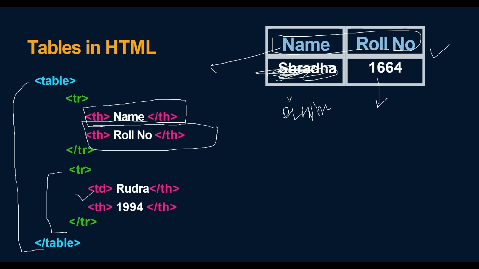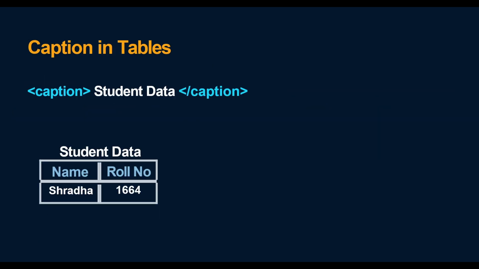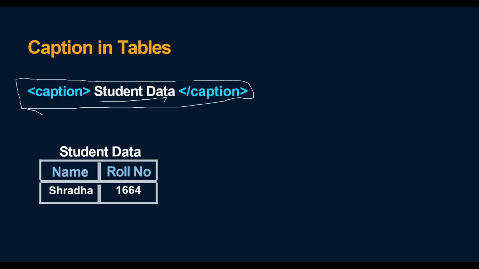In the next step, let us create a table. Suppose I want to caption a table, to add some information about the table. At that time I use the caption tag, and inside the caption tag I will write student data. That means the table name is considered as student data. So what's the next tag?